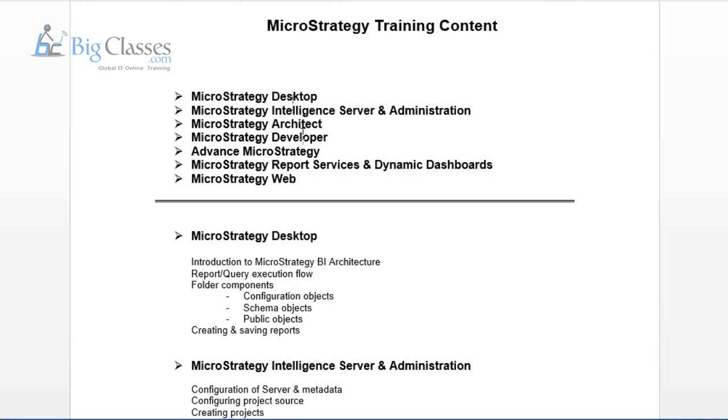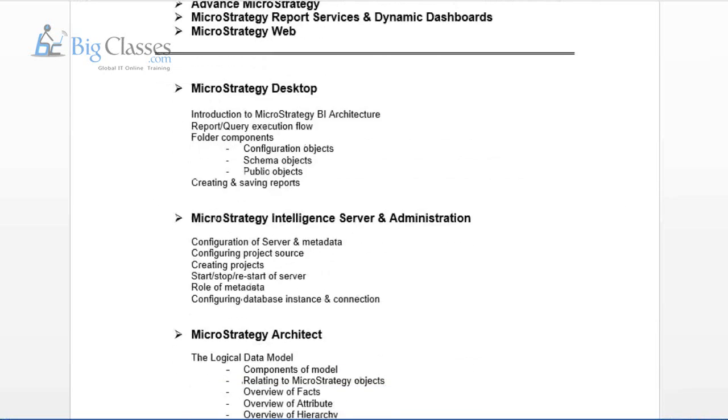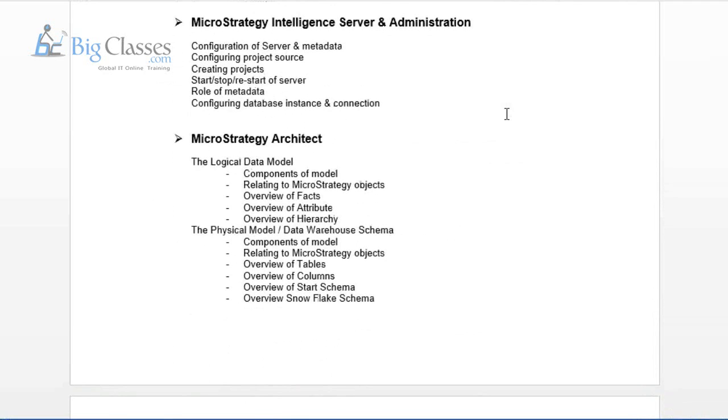In that particular topic we're going to see how exactly the MicroStrategy can be configured, what all objects we have in MicroStrategy, how exactly the query execution flow happens. That all we're going to discuss when we discuss MicroStrategy Desktop. We're going to even see the MicroStrategy server, the server configuration and the administration topics. So we will see how to configure the server, how to configure the metadata, how to configure the project source, and we will even see what is the role of metadata. And as Gaurav said, I'm going to add over here how to even do the mobile configuration.